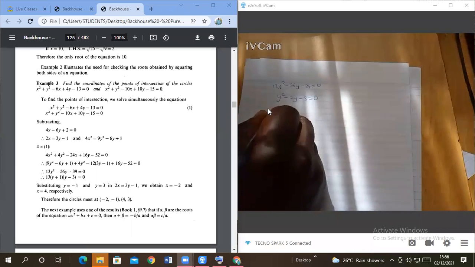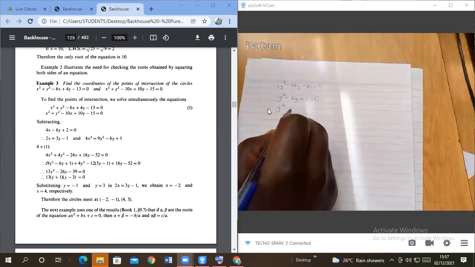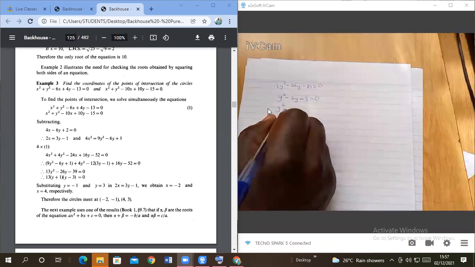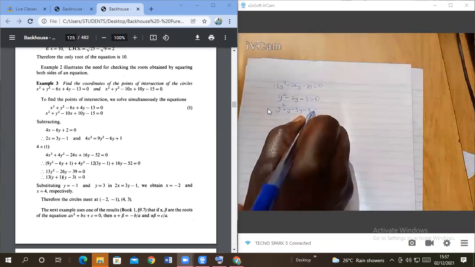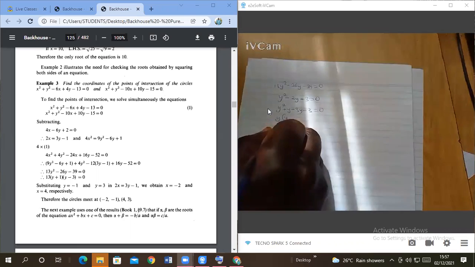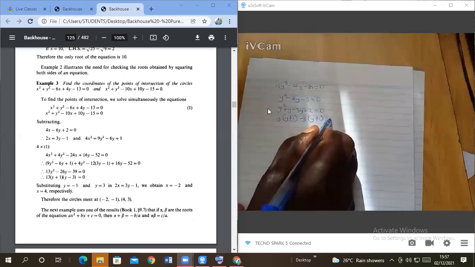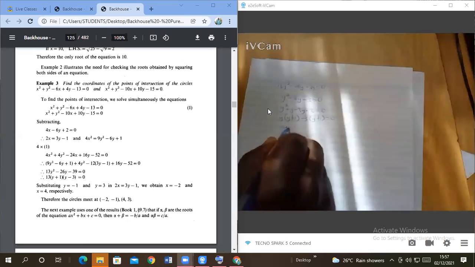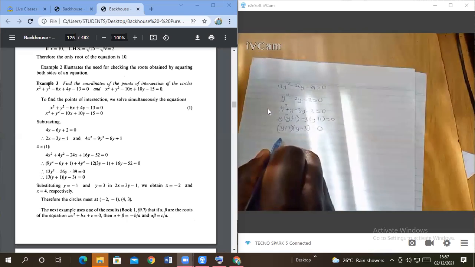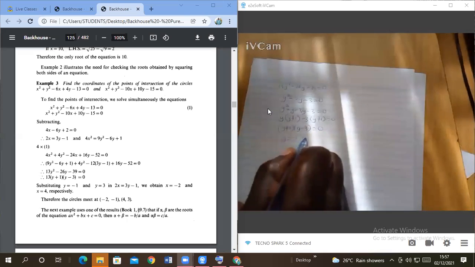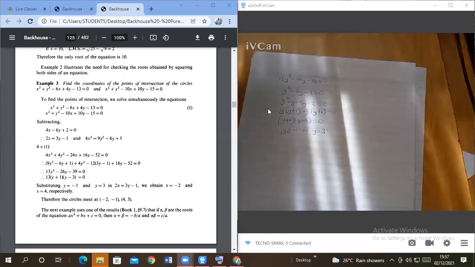Factors are negative 3 and positive 1. So y squared plus y minus 3y minus 3 is equal to 0. So that we have y into y plus 1 minus 3 into y plus 1 is equal to 0. So you have y plus 1 into y minus 3 equals 0, and y is negative 1 or y is positive 3. Now, those are the values of y.